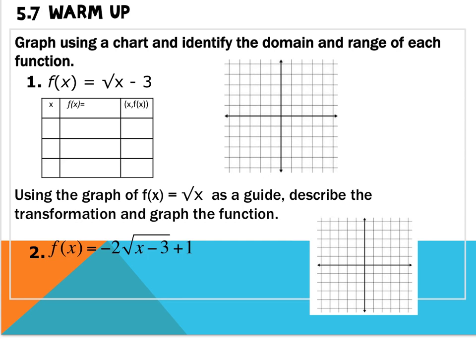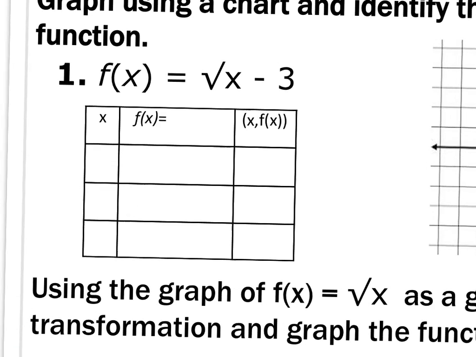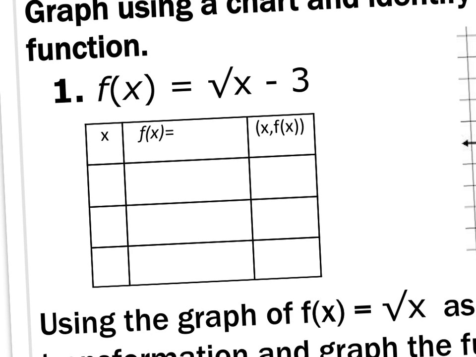0. Good, so the smallest thing that you can put underneath that square root is 0. So I would start there. So I would plug in a 0. And then what would be the next perfect square that you could plug in? 1. And then after that? 4. Good. So then I want to plug each of those in.